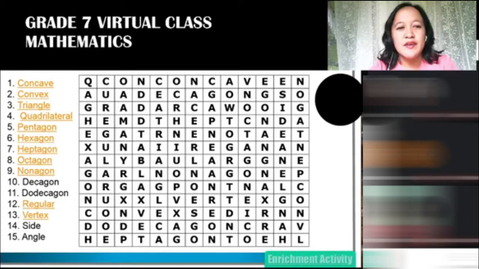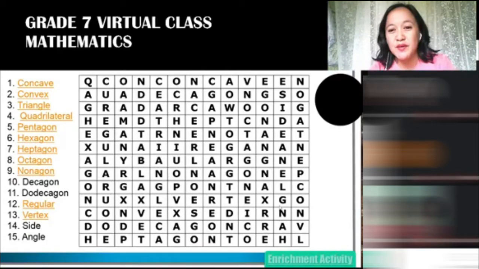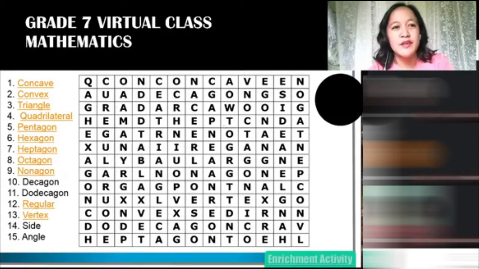Okay, may 9, may 12. What about the others? Meron bang naka-15? Wow, so now let us check where those words are located in our puzzle. So the first word is concave. Okay, so what is concave?